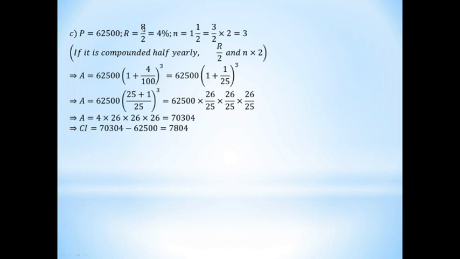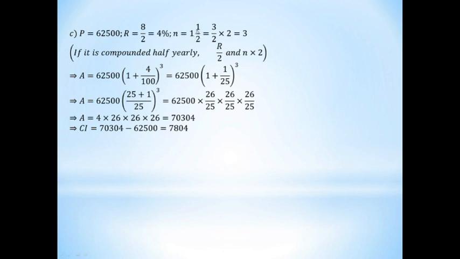Since it is compounded half yearly, you have to divide the rate by 2. Then it will become 4%. What happens to the time? Time has to be multiplied by 2 in case of compounded half yearly. Here, the time given in the question is 1.5 years, that you have made into an improper fraction.